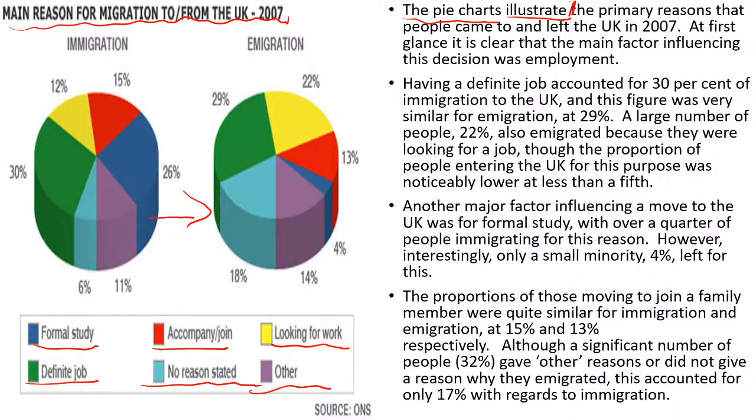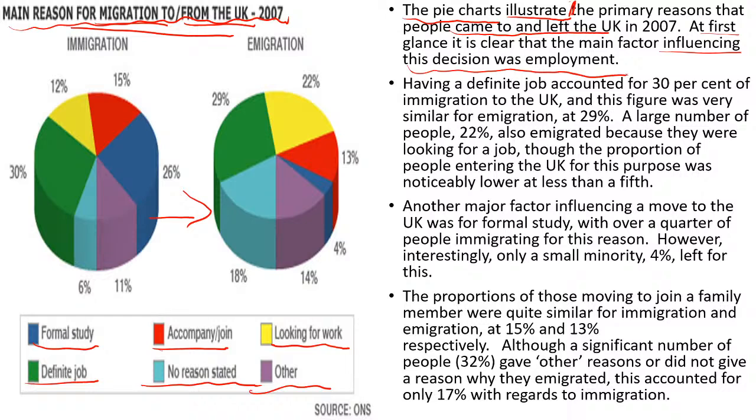The primary reason that people came to the UK and left: migration to the UK means the people who came, and from the UK means the people who left, in 2007. At first glance, it is clear that the main factor influencing this decision was employment.